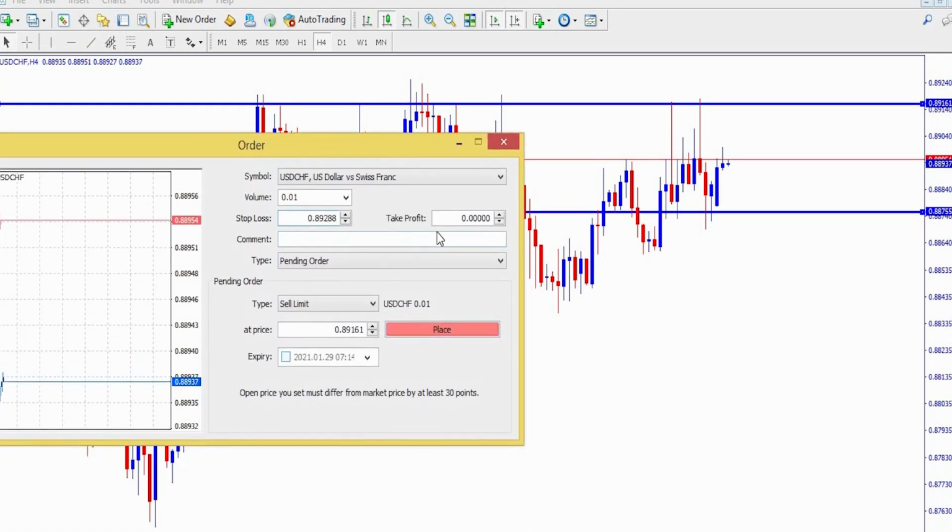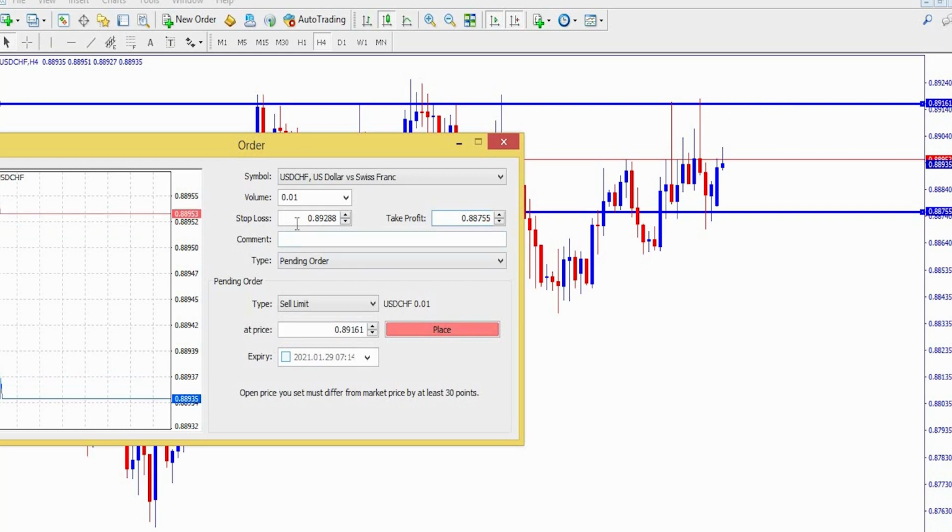So if you're selling, take profit has to be below. So enter that 0.88755. That's it. So I click, see the price. This is the price at which I want to sell. If the market gets there, so I want to sell at this price. When price gets to this point, if I'm not around, please execute an order for me. So I place the limit order.